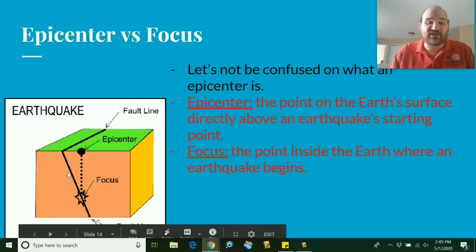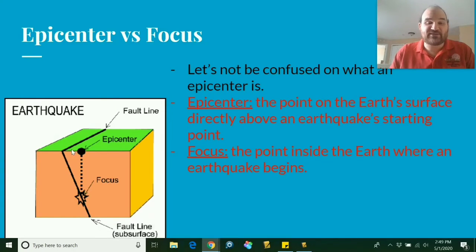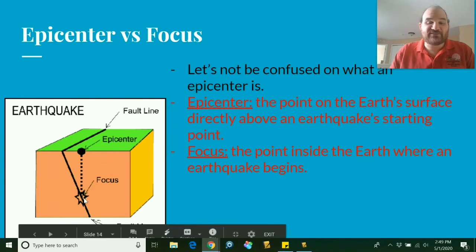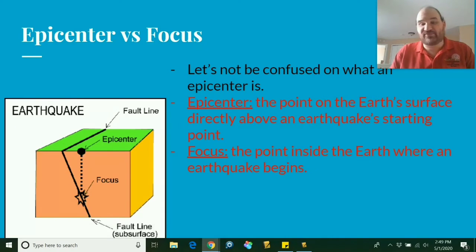We can see our fault line is running just like this in this particular example. So the focus happens right where the fault line decides to have the rocks break. Right above that is the epicenter at the Earth's surface.